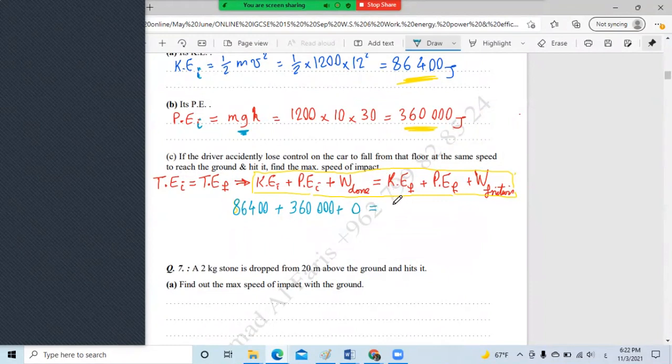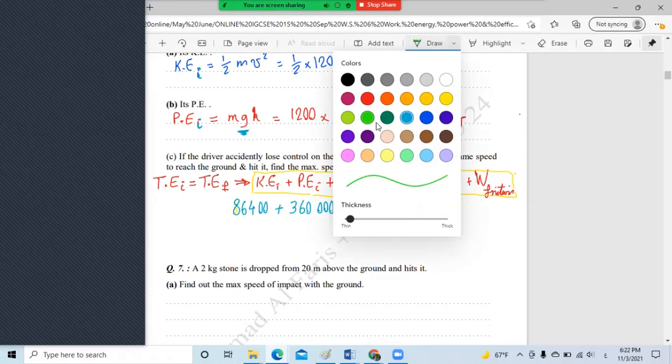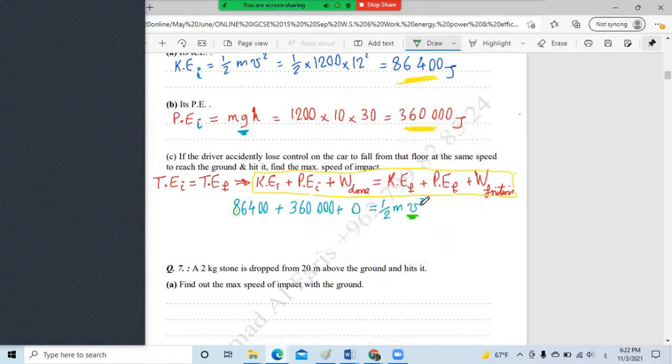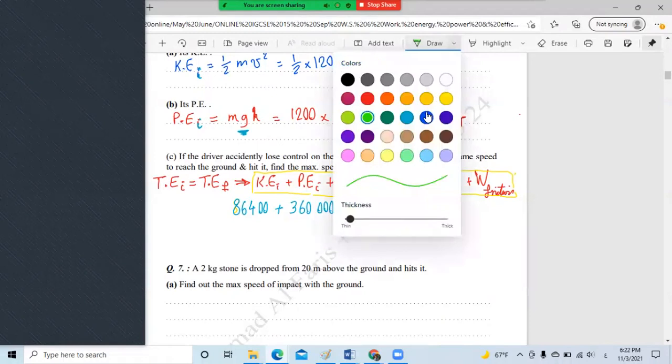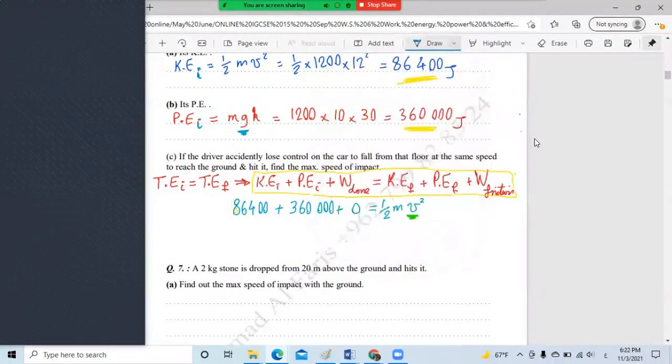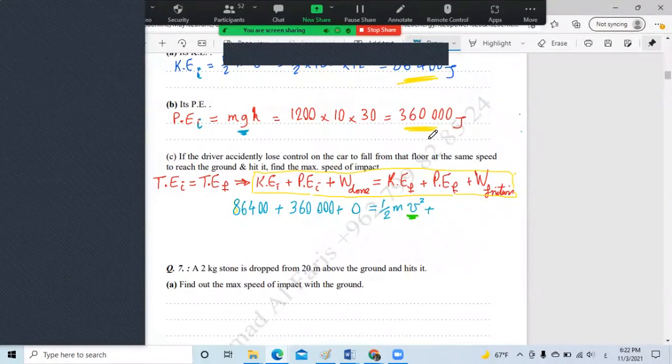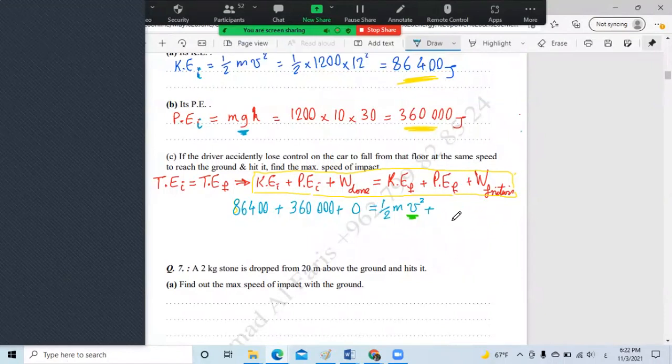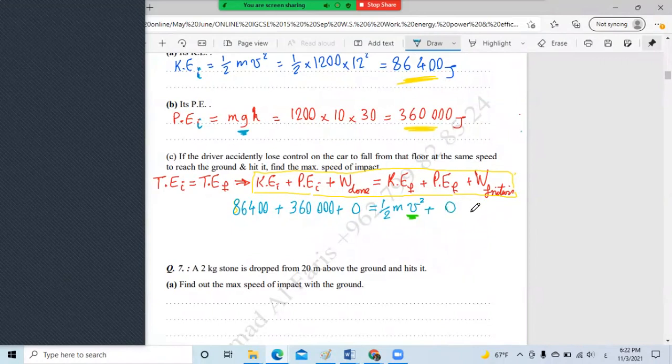When it reached the ground, how much is the maximum speed? I don't know. So it's half m, the mass of the car doesn't change, multiplied by v squared. They ask about this v, the maximum speed of the car. And they use the word maximum, which means they assume there is no energy dissipated or lost by friction or air resistance during falling. Plus, how much is the potential energy final when it reached the ground? There is no height, so it's zero. There's no potential energy because it already reached the ground and hit it.